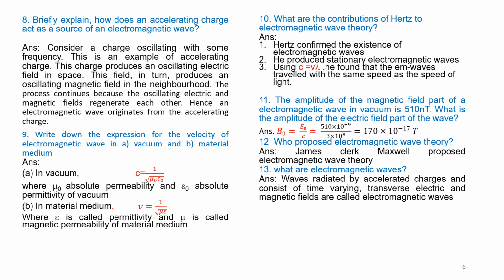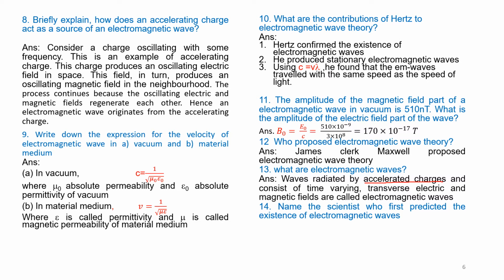Time varying transverse electric and magnetic fields. So, first condition is accelerated charges. Second is transverse electric and magnetic field. These are called electromagnetic wave. So, both electric and magnetic field should be present which are perpendicular to each other.